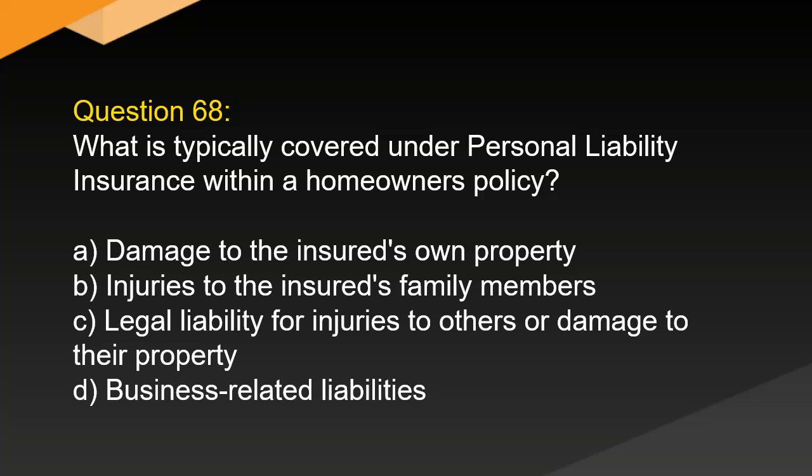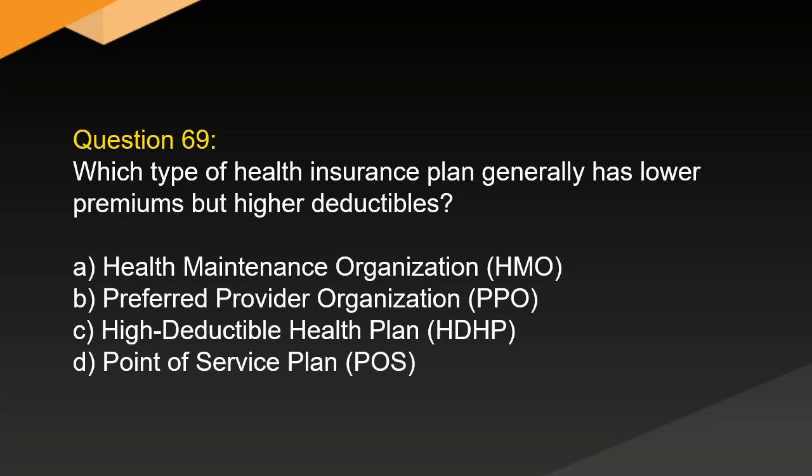Question 68. What is typically covered under personal liability insurance within a homeowner's policy? A. Damage to the insured's own property. B. Injuries to the insured's family members. C. Legal liability for injuries to others or damage to their property. D. Business-related liabilities.